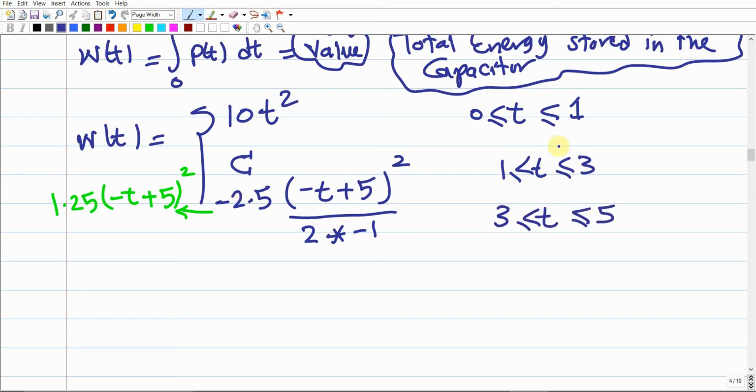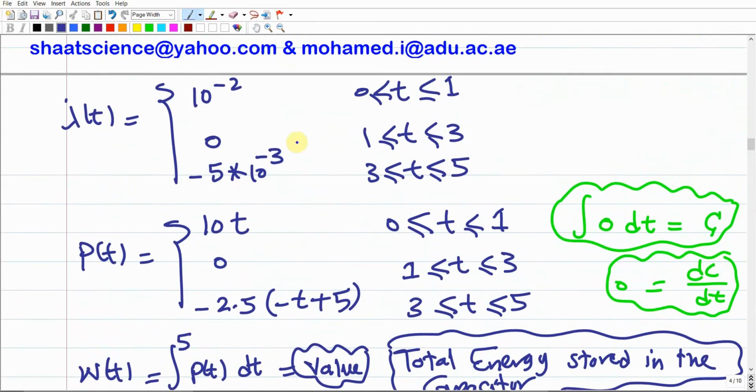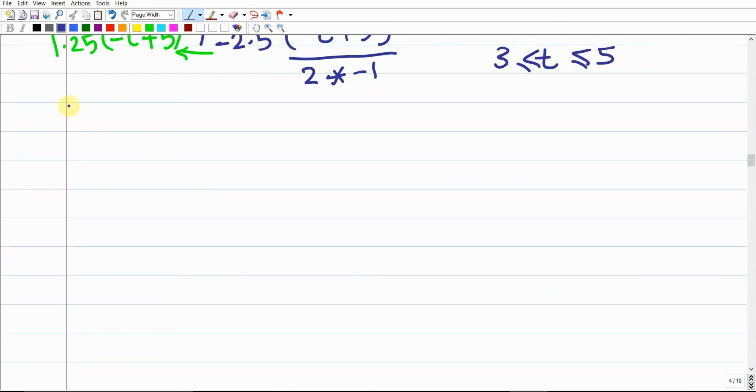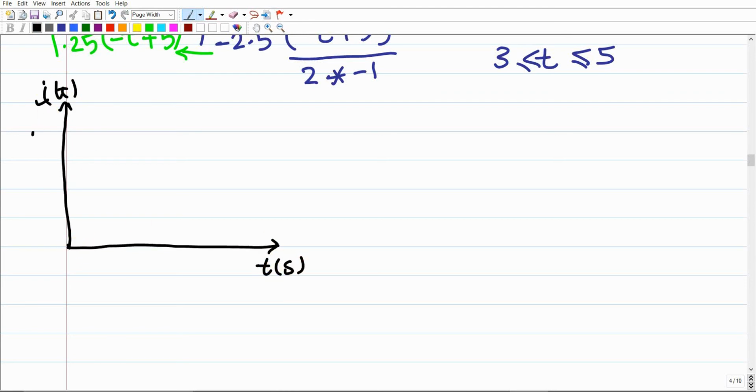Make sense? Then our objective now, we got these three functions, the current, the power, and the energy. We have to plot these three functions here, right? So let us start with the current. So I'm going to consider this is the vertical axis for the current, I of t. And this is the horizontal axis for the time in terms of seconds, and the current definitely will be in amperes, right? And your objective is just to draw these functions.